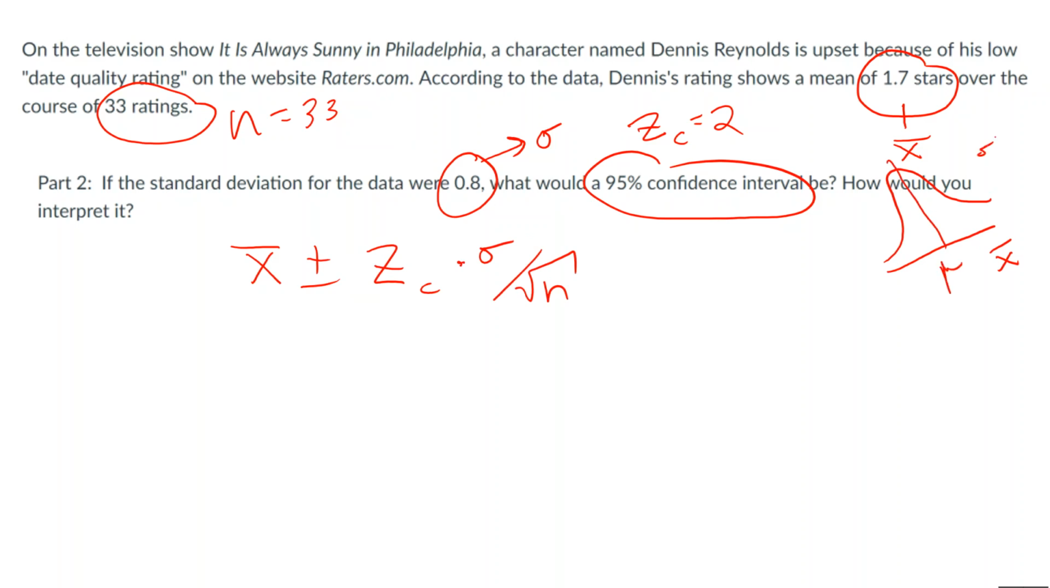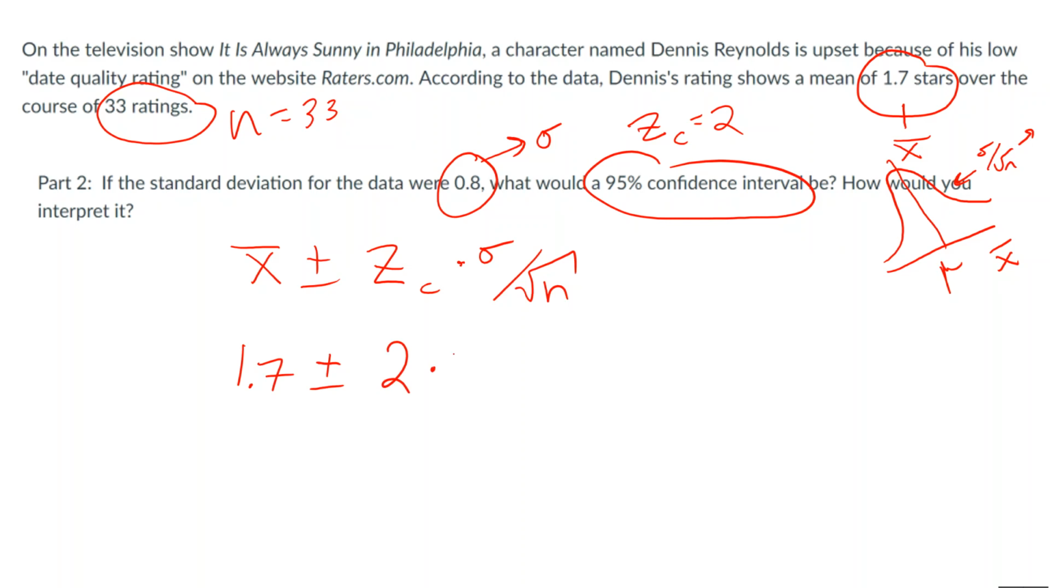All right, there it is. That's the result we're using. X bar is still 1.7. Remember, that's from the sample of 33 ratings. We don't know what his real rating is, across everybody that he could ever date, perhaps, or be rated on this website, raters. So we have 1.7 plus or minus 2 times the standard error.